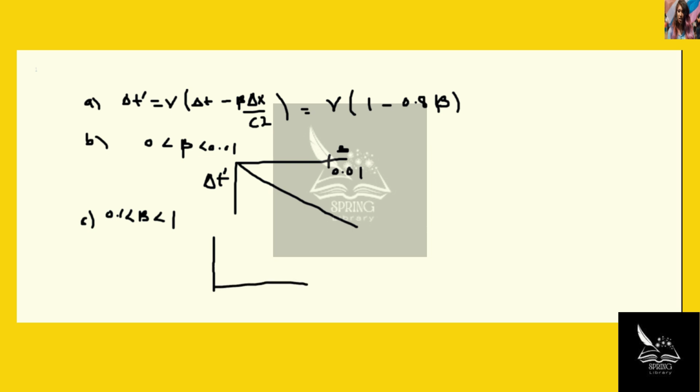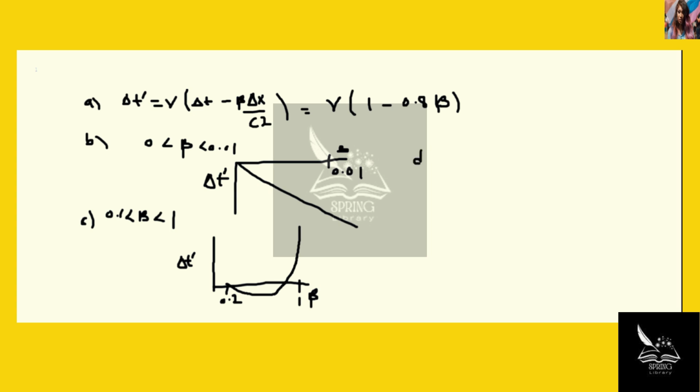So beta will be on the x-axis here. Let's say this is the maximum value 1, and here we have 0.2, and here we have delta t dash. Then the graph will go down a little bit, cross the x-axis at 0, and then shoot up near 1.